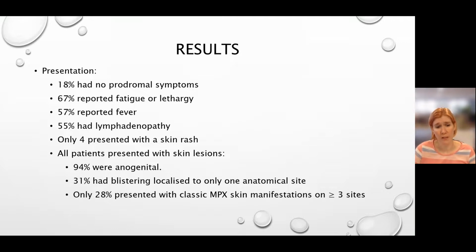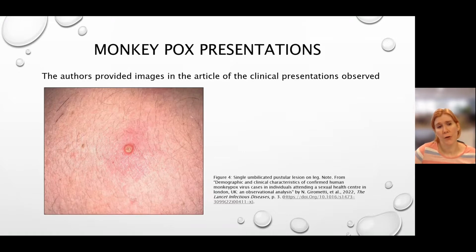Only 4% presented with a skin rash. All patients presented with skin lesions. 94% were anogenital, and 31% had blistering localized to only one anatomical site. Only 2% presented with the classic monkeypox skin manifestations on 3 or more sites. So the authors took some photos to help clinicians be able to identify monkeypox lesions.